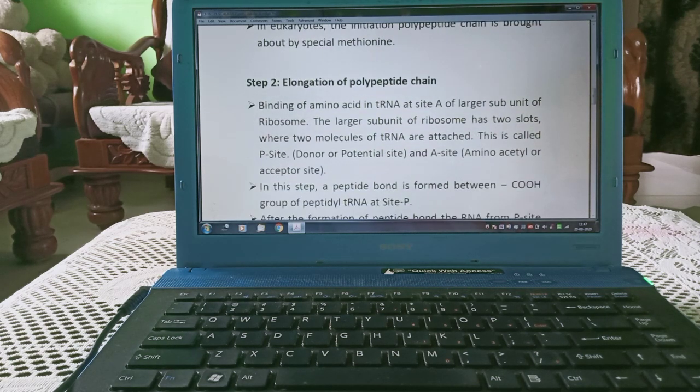Number 2, elongation of polypeptide chain. Binding of amino acid transfer RNA at site A of the larger subunit of the ribosome. The larger subunit of the ribosome has 2 slots where 2 molecules of transfer RNA are attached: the P site, known as the donor or peptidyl site, and the A site, known as the aminoacyl or receptor site.